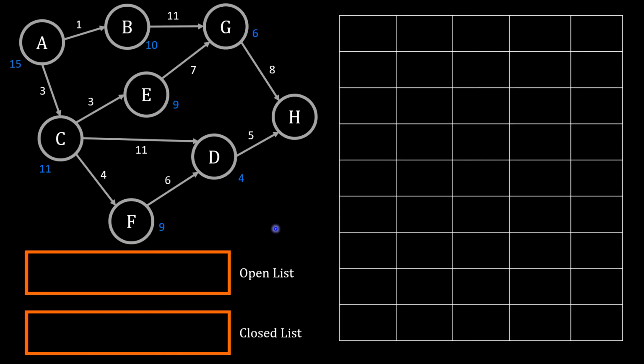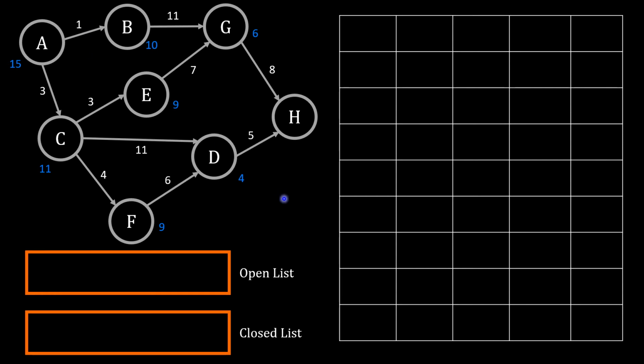So now we need to actually look at an example of how A* algorithm is going to work. So I've got this graph here. The blue numbers are going to be our heuristic value for that prediction from the node to the end node, and then we've got the white numbers, which are going to be the actual cost of the path.